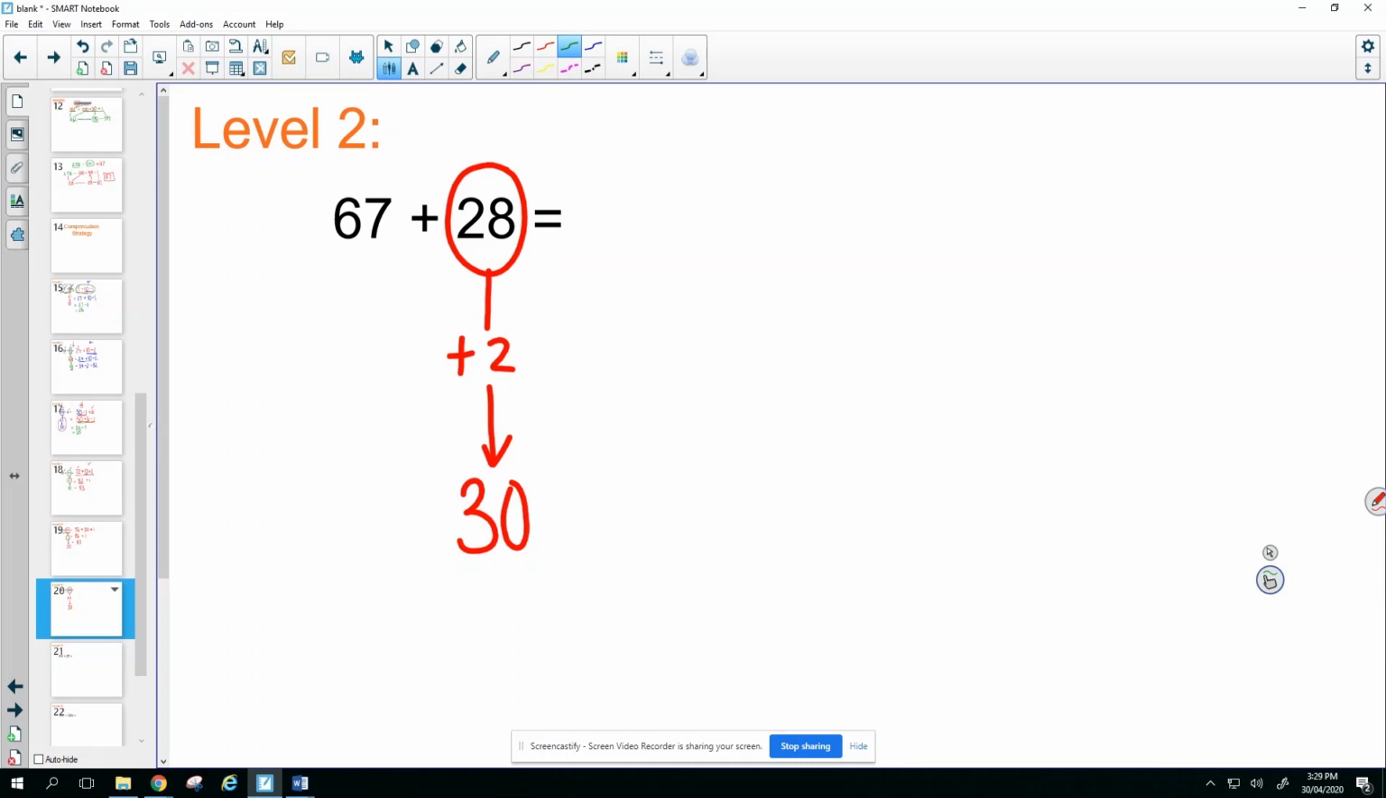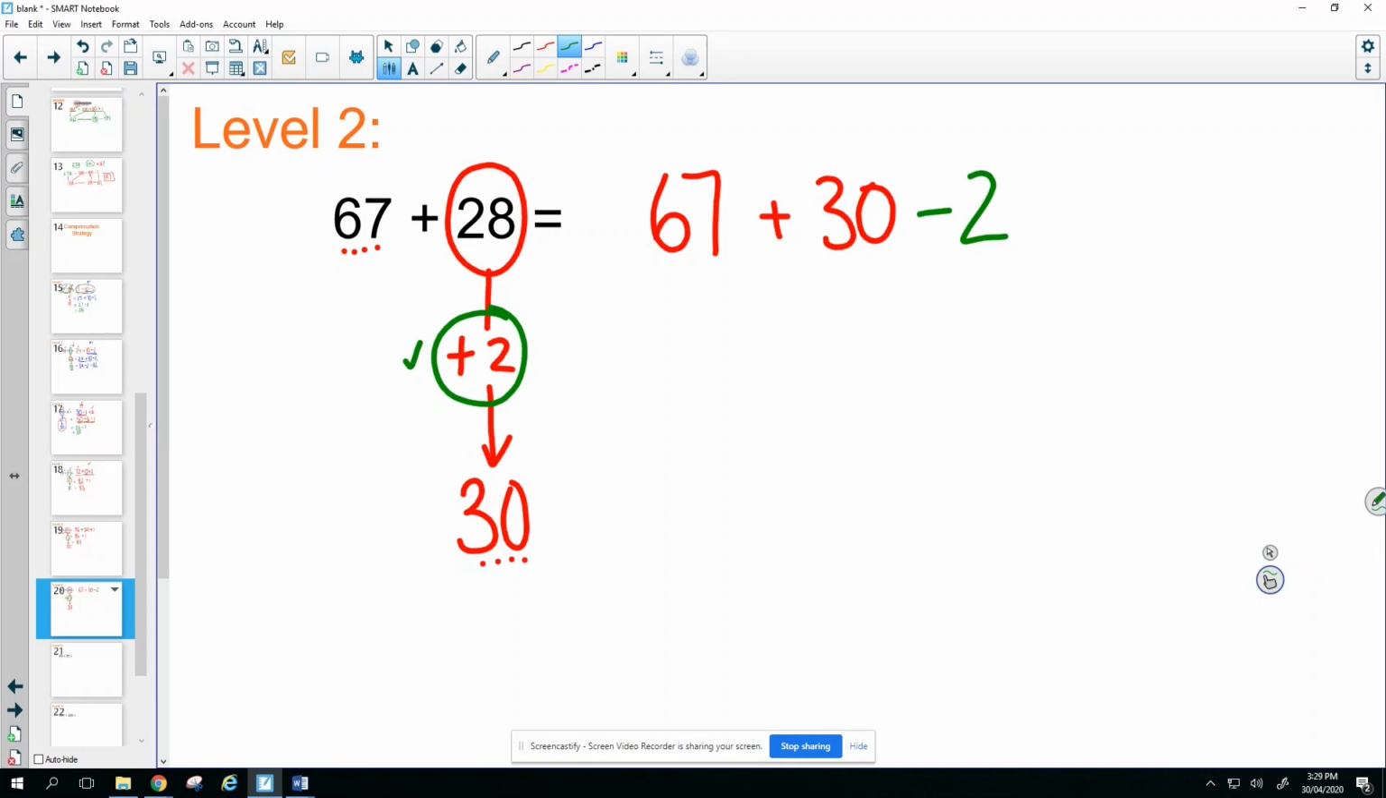Let's write out our sum on this other side. This is the 67. And I have to add 30. Here's the 30. But what did I have to do here? I added 2, so now I've got to take away 2. Whatever I do on this side, I have to do the opposite on this side. So if this is a plus, this has to be a takeaway. Whatever's on this side, the opposite has to be on the other.